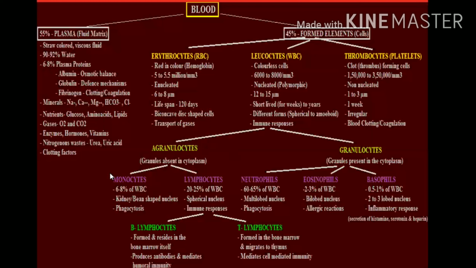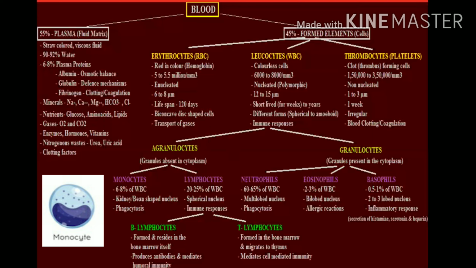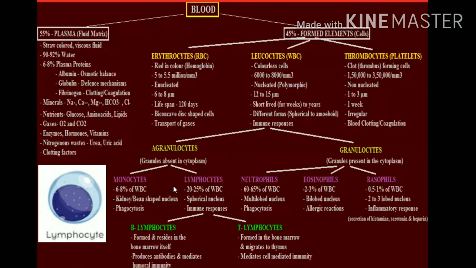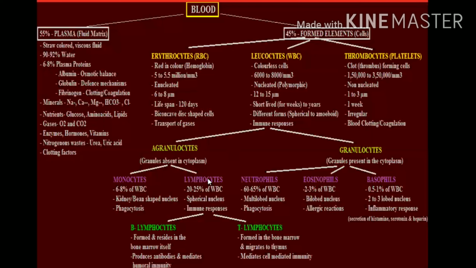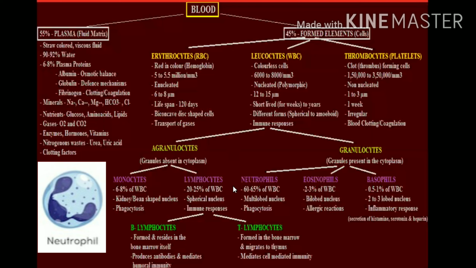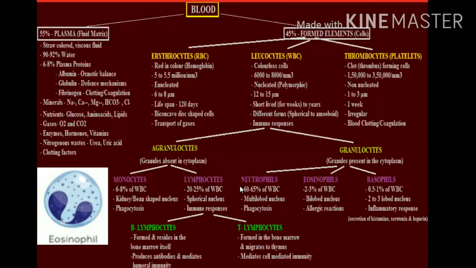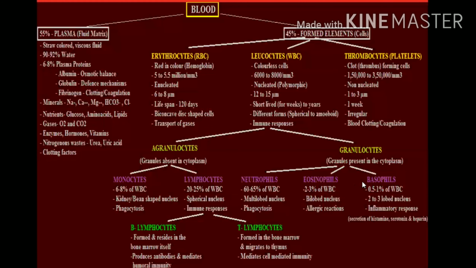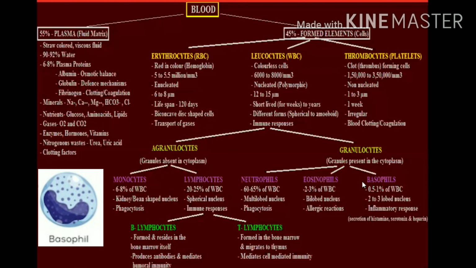Now, moving on to the differences between them. Monocytes form 6 to 8% of the total WBCs. Lymphocytes 20 to 25% of the total WBCs. Neutrophils are the most abundant, that is 60 to 65%. Eosinophils 2 to 3%, and basophils are the least abundant, 0.5 to 1% of the total WBCs.